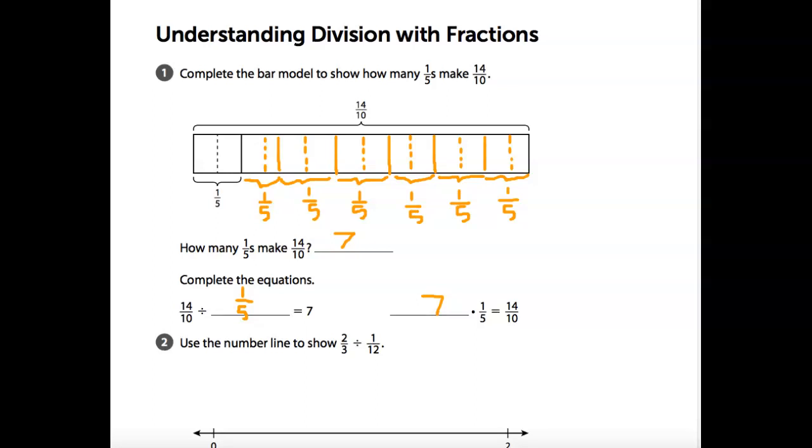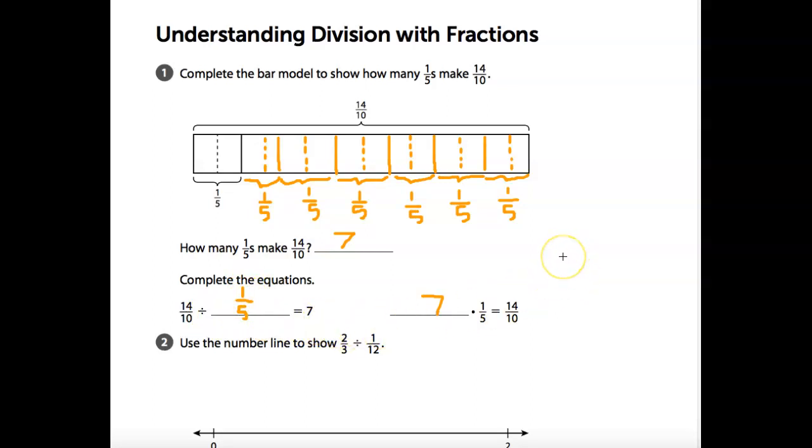So 2/10 is 1/5, so we go to the next one, 2/10, and mark 1/5, and so on. So at the end, when we count, we see that 1, 2, 3, 4, 5, 6, 7 1/5 make 14/10. So how many 1/5 make 14/10? 7. So 14/10 divided by 1/5 is 7.